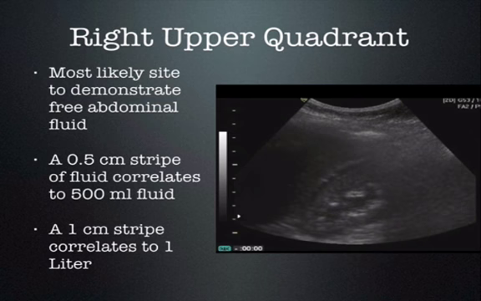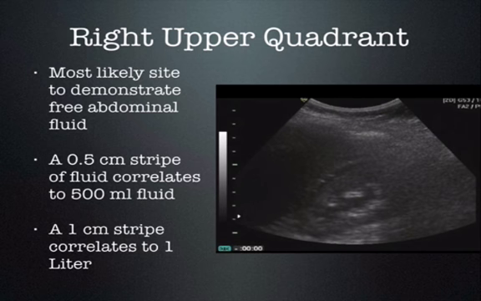Talk about each one of the views. The right upper quadrant view, here we have an image. We can see the liver, we can see the kidney, we can see a black stripe of fluid that is between the liver and the kidney. This is Morrison's pouch. This is a positive FAST exam. The right upper quadrant is the most likely site to find free intra-abdominal fluid. This is why we start here first.